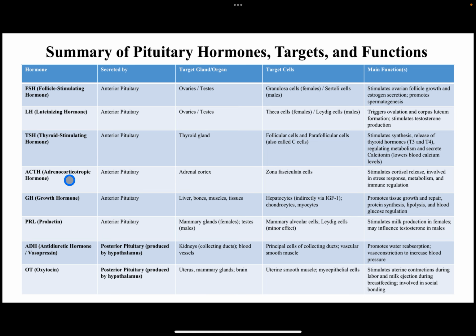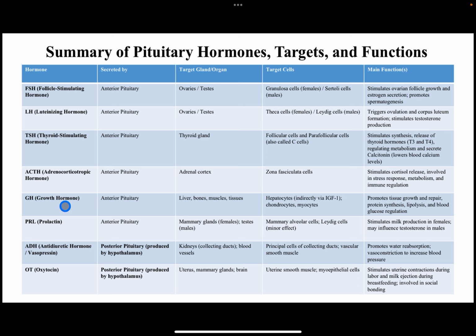Okay, then we have the adrenocorticotropic hormone. The target gland or organ is the adrenal cortex. Specifically in the adrenal cortex, it targets the zona fasciculata, because the adrenal cortex has many cell types, but specifically it targets the zona fasciculata. When it targets the zona fasciculata, it stimulates the adrenal gland to release cortisol, which is involved in stress response, metabolism, and immune regulation.